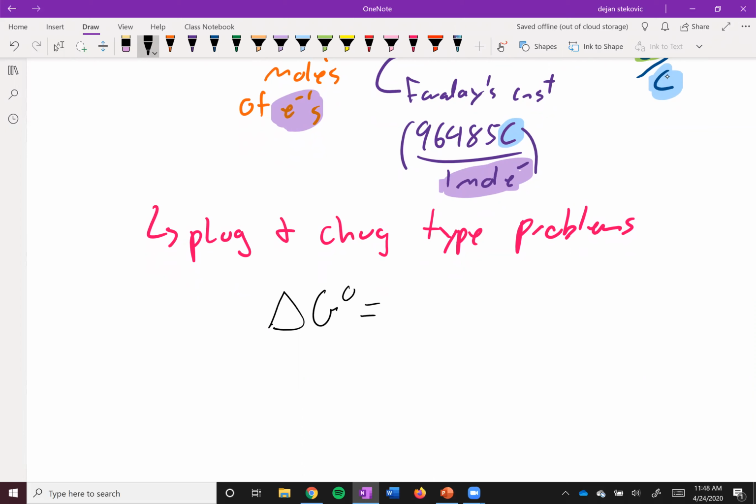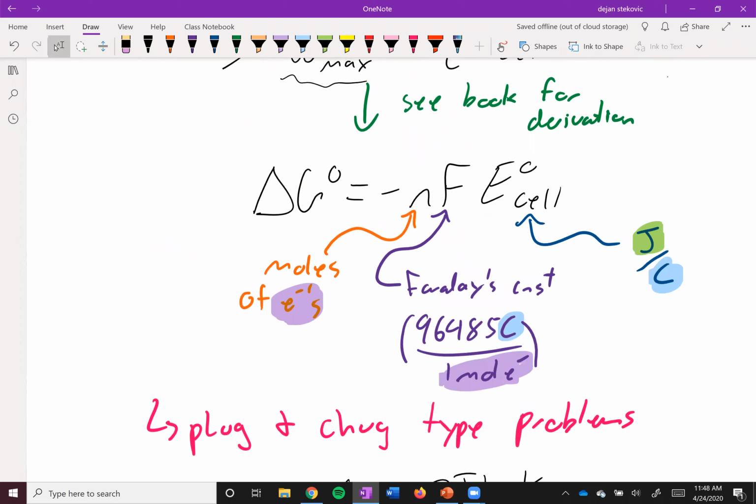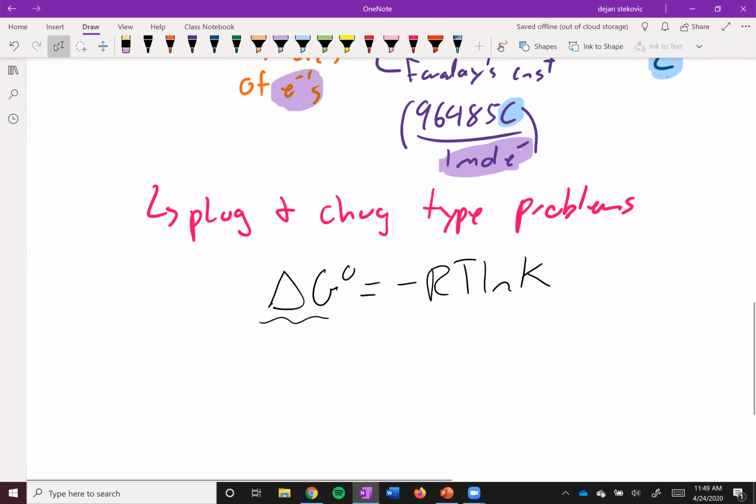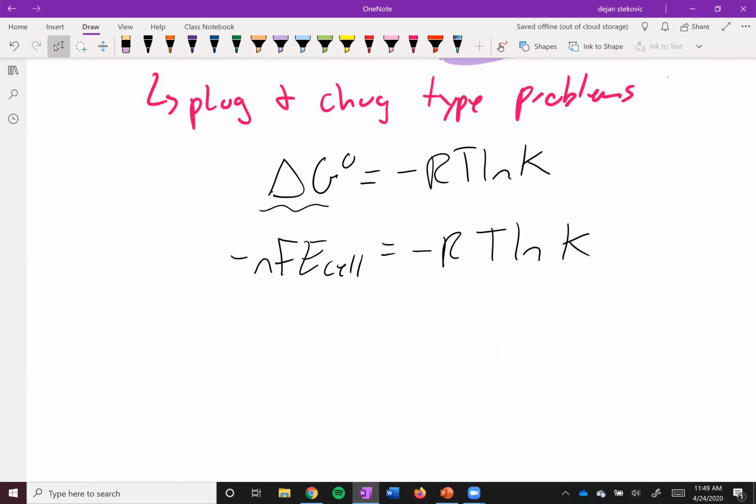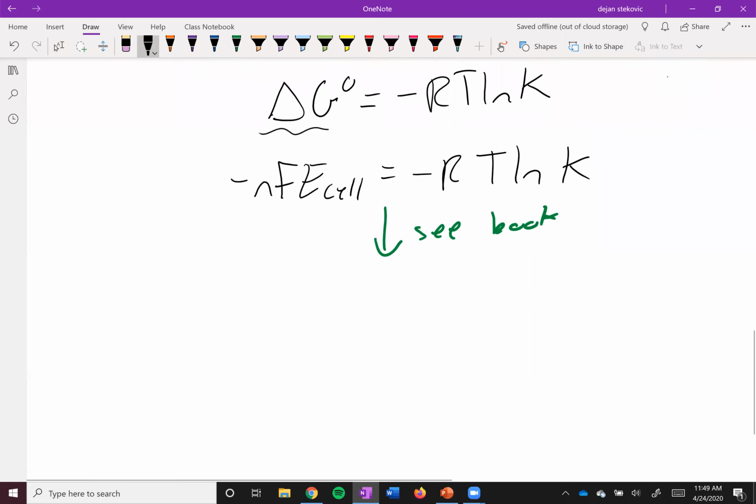Remember, we said before delta G at standard states is equal to negative RT ln K. And remember, delta G, we just said, is equal to negative nF E cell. And so thus, negative nF E cell must equal negative RT ln K. And so you can take this a step further. Basically, just put RT and nF together. You can check out your book, and you get this equation that relates K and E cell.